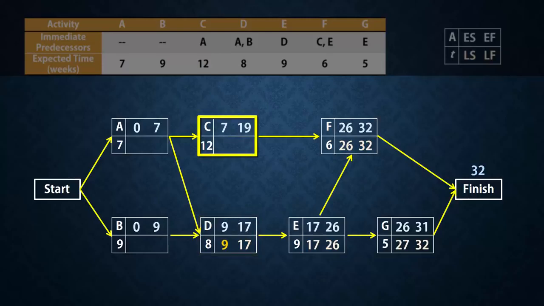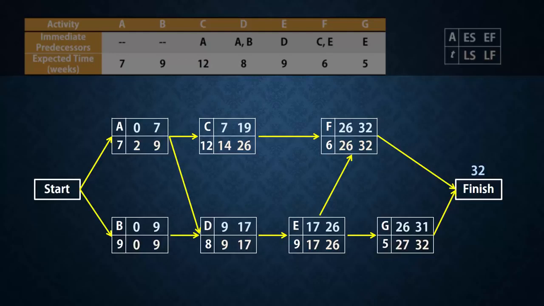Activity C has one successor, F. Therefore, the latest finish will be 26 for C, and latest start will be 14. A has two successors, C and D. The minimum of their latest starts is 9. So the latest finish for A will be 9, and its latest start will be 2. Activity B has one successor, D, with latest start of 9. So the latest finish for B will be 9, and its latest start will be 0. The backward pass is now complete.